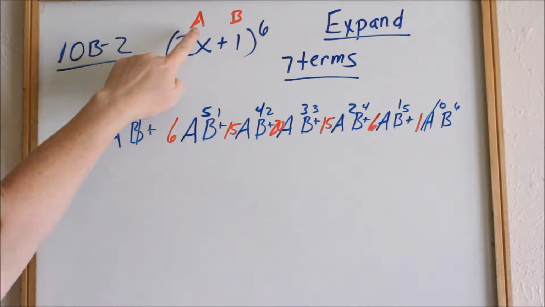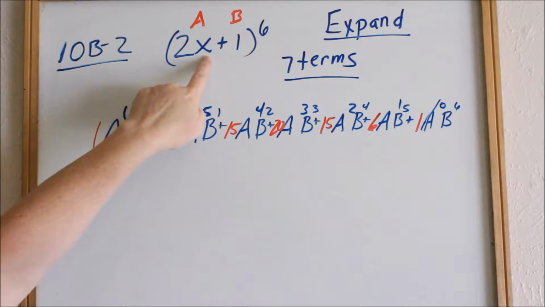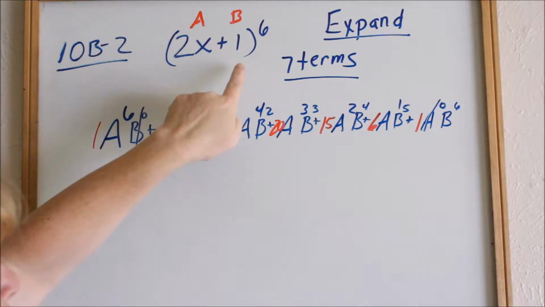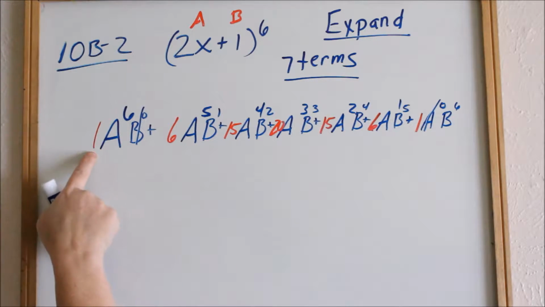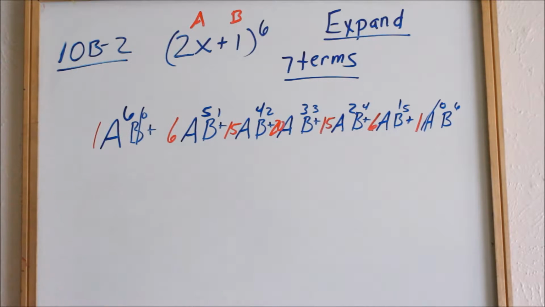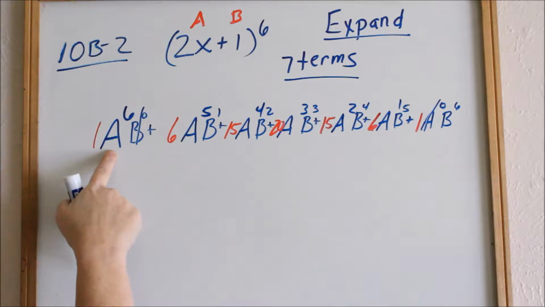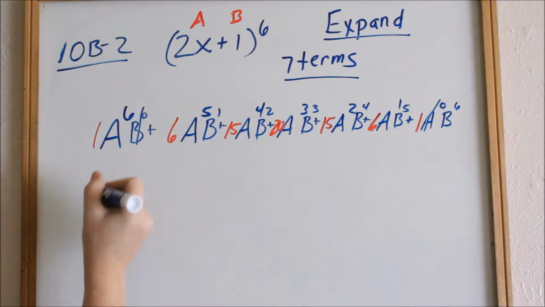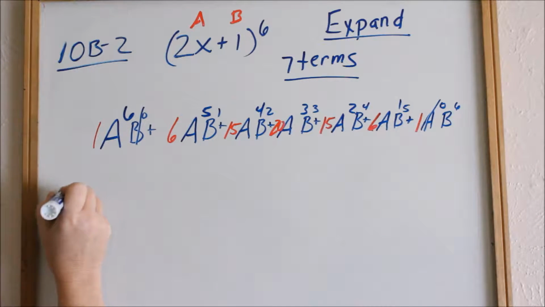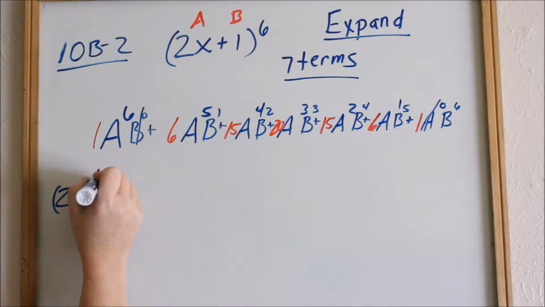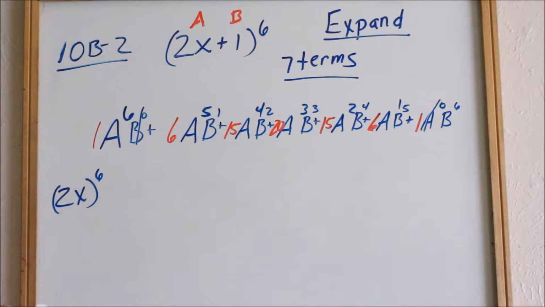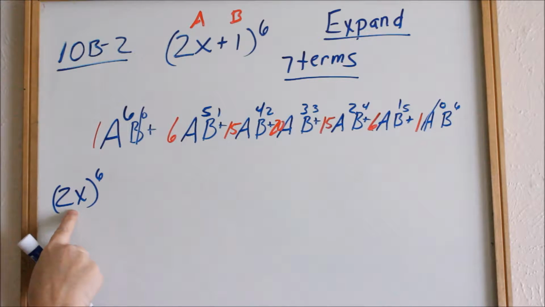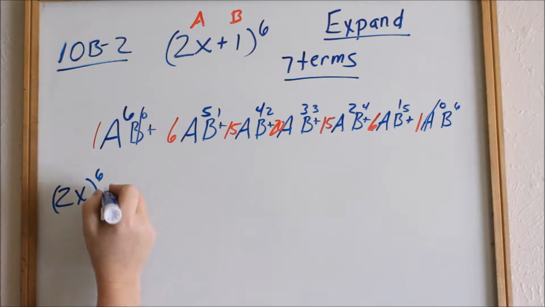But everywhere we see an A, we're going to put in 2x. Everywhere we see a B, we're going to put in 1. So here's what I have. 1 times, I don't even have to write the 1. 1 times anything is just itself. So here I have A to the 6th with 1 times 1. So everywhere I see an A, I'm going to put in 2x. So 2x, and make sure you put parentheses around this whole thing, because this is 2x to the 6th. It's like 2x times 2x times 2x 6 times. So put parentheses all around 2x.